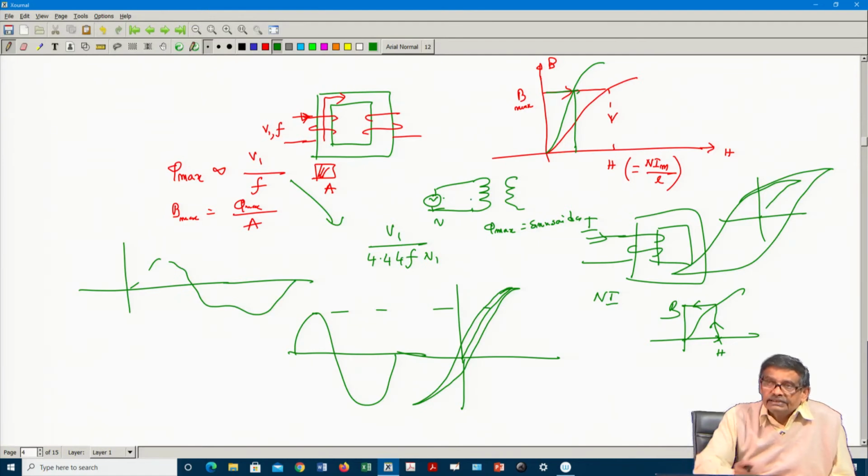But who will supply this third harmonic component of the current to make the flux more sinusoidal? Perhaps that is the question most probably Shweta Gupta has asked. It is like this. Let us assume that this source can supply only sinusoidal current. A 50 hertz sinusoidal source can only supply sinusoidal current.